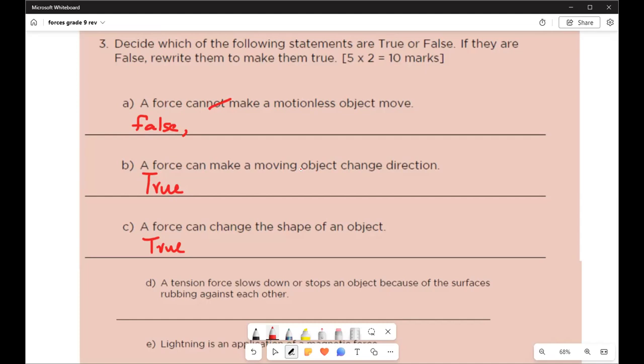Perfect. Let's check D. A tension force slows down or stops an object because of the surfaces rubbing against each other. This is false, right?